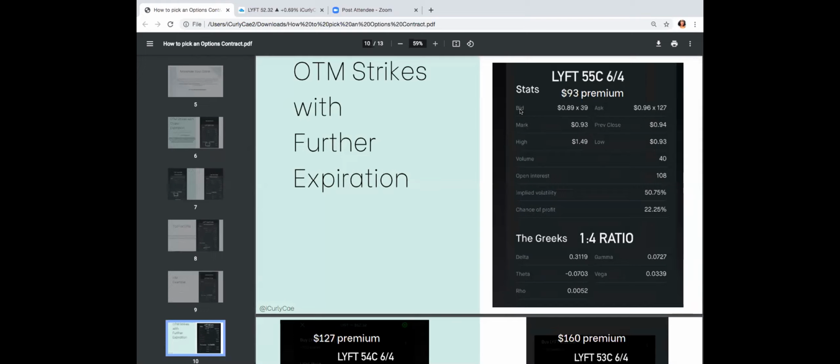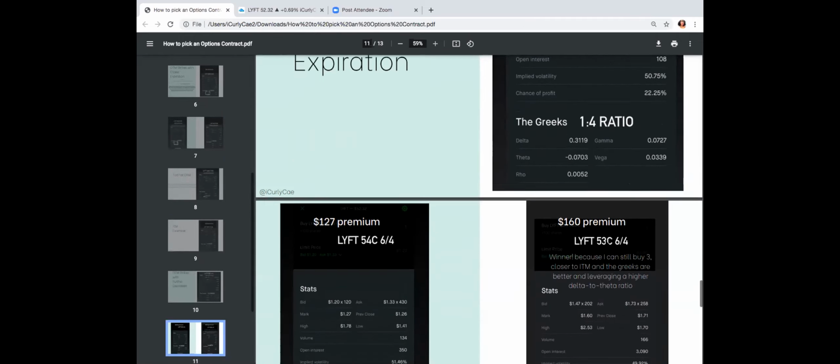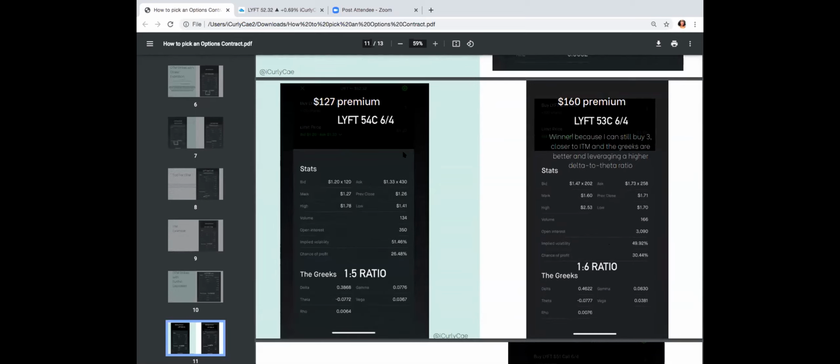So now we're going to look at June 4th, because again, I told you guys I wanted to give you another example. So with this $55 call, $93 premium, 1-to-4 ratio, I can buy 5 of these contracts. All right. So with the $54 call, it's $127 premium. I can buy 3 of these, 1-to-5 ratio. The 160 premium for the $53 call, I can still buy 3 of these, but this has a 1-to-6 ratio.